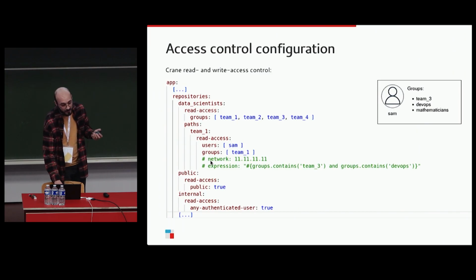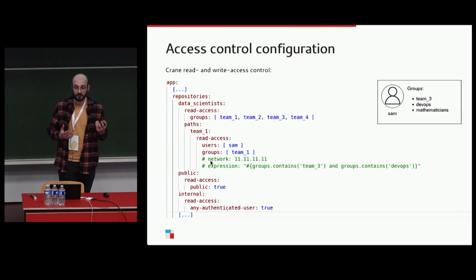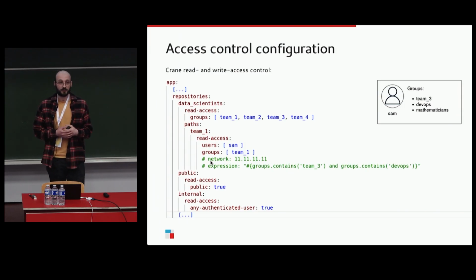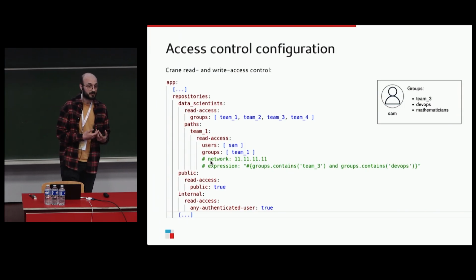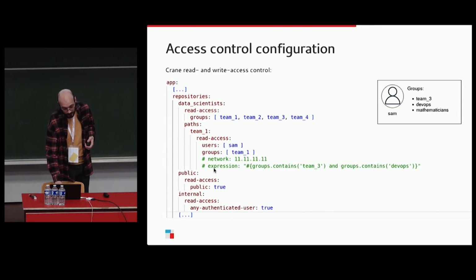You have other options like network. For example, if you would like to allow only users from Mons University to access data, then you could add an IP address there so that only these people are allowed. We have some more complex expressions for this as well, which you can see here, an example.